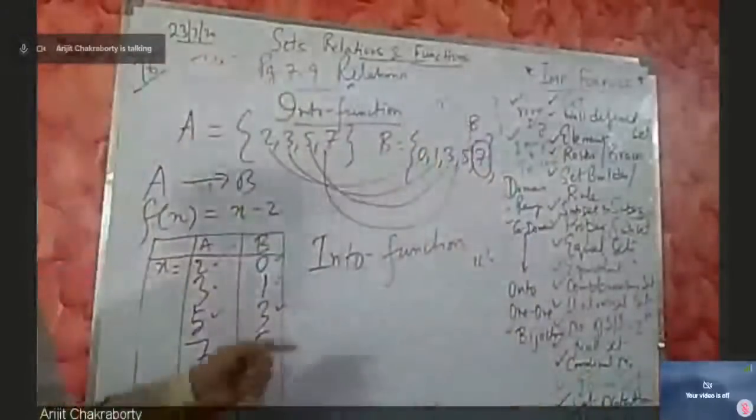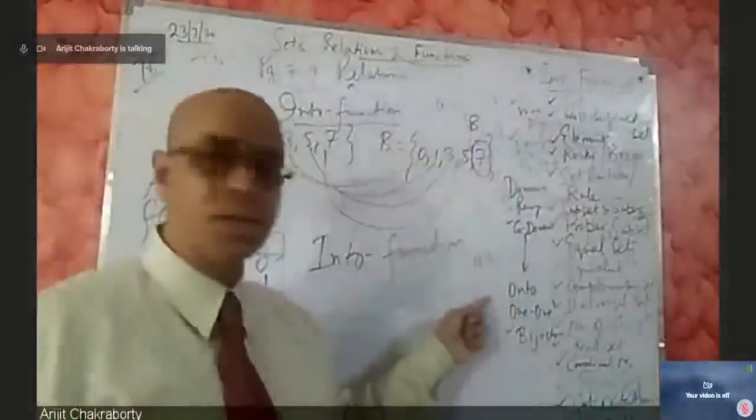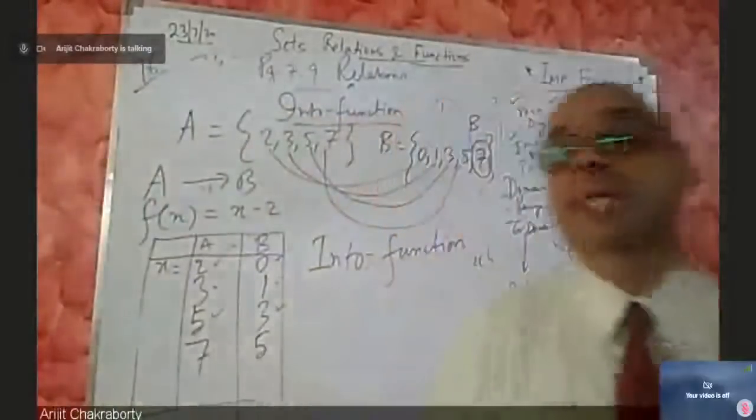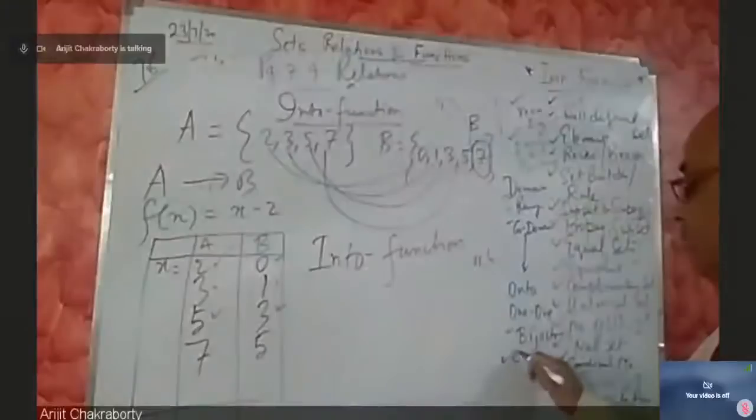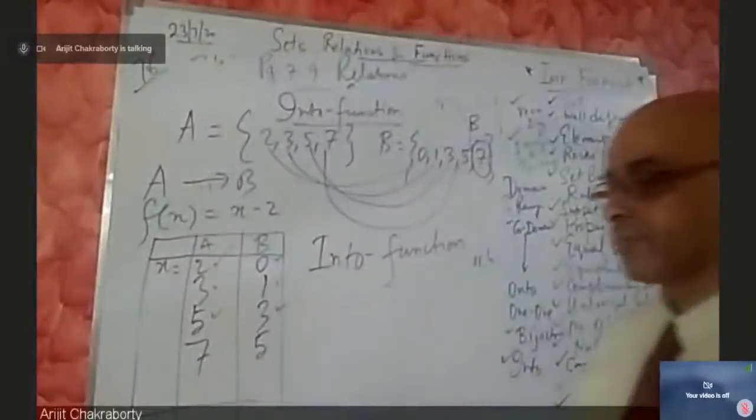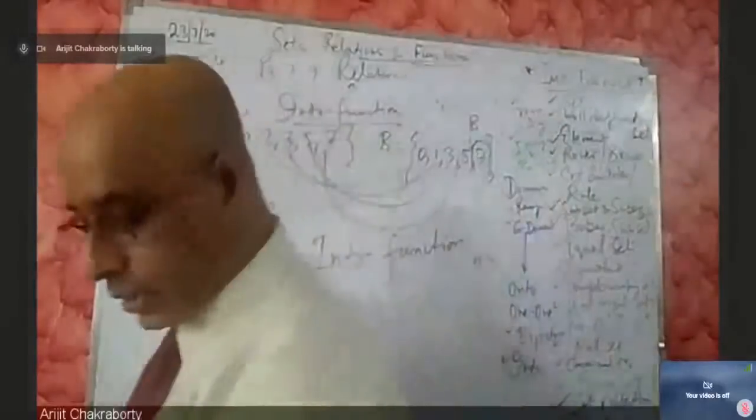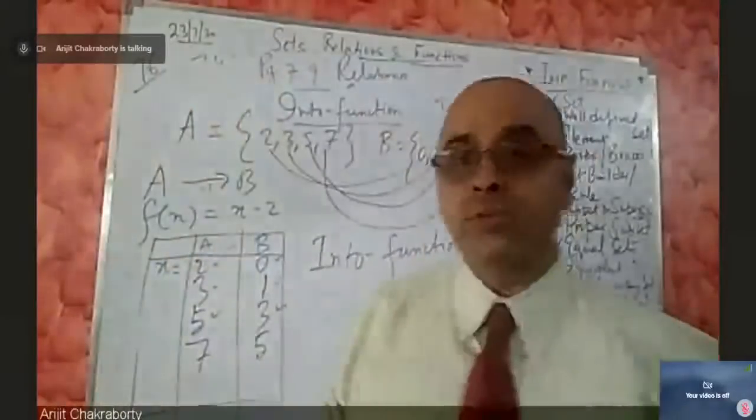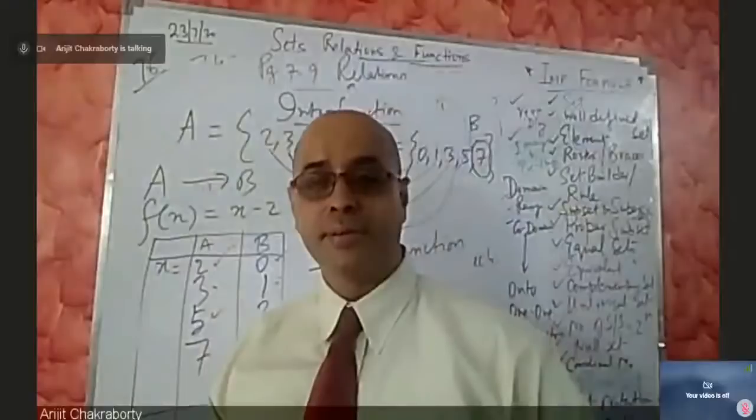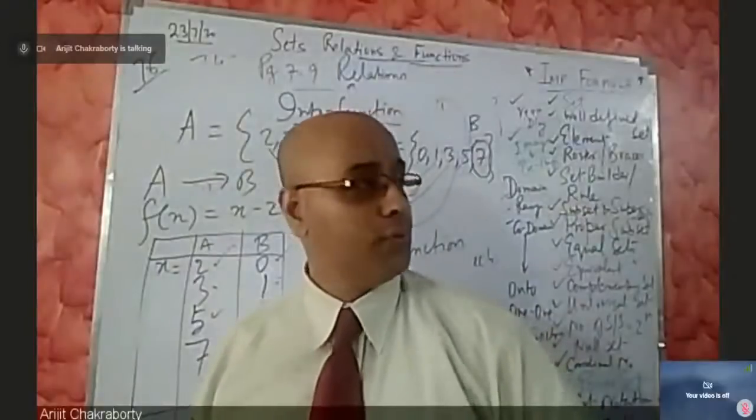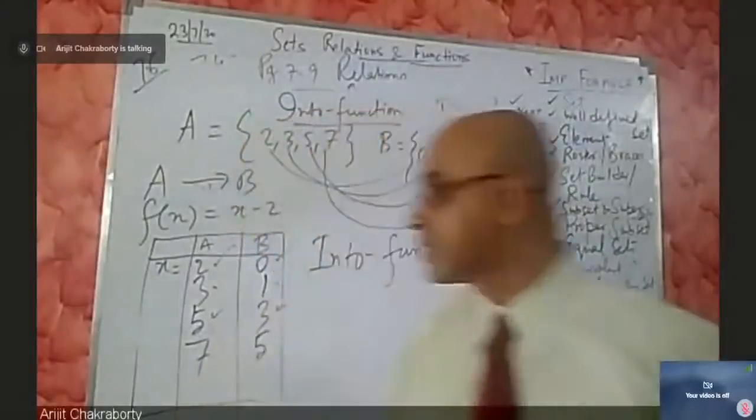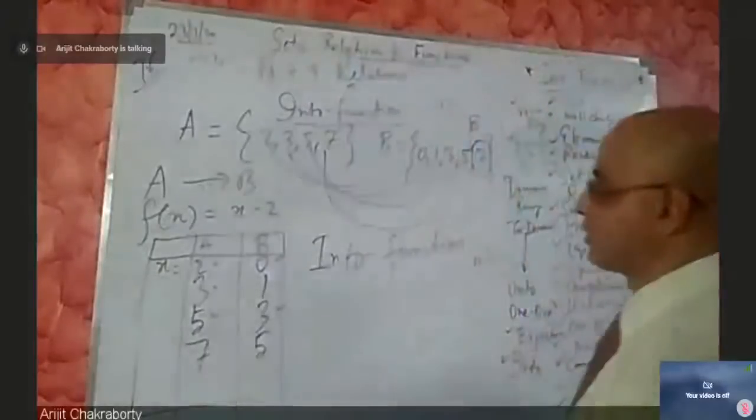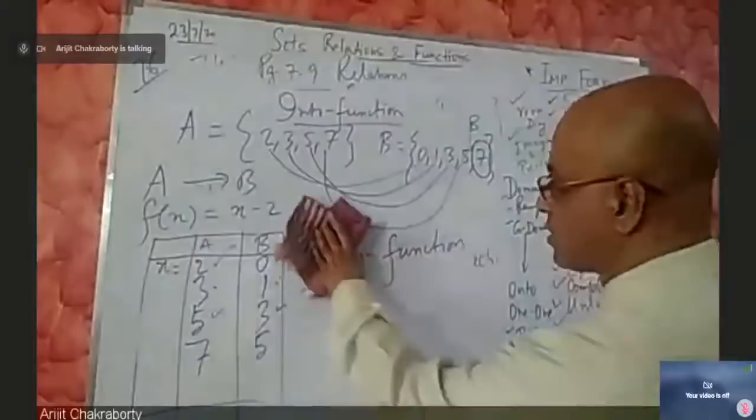Right? So I have discussed onto function, one-one function, bijective function, surjective function, and now we have into function. Now we have one more, maybe the last one, let's see. We have constant function. Now what is constant function? So into function is this, I'll just rub this part.